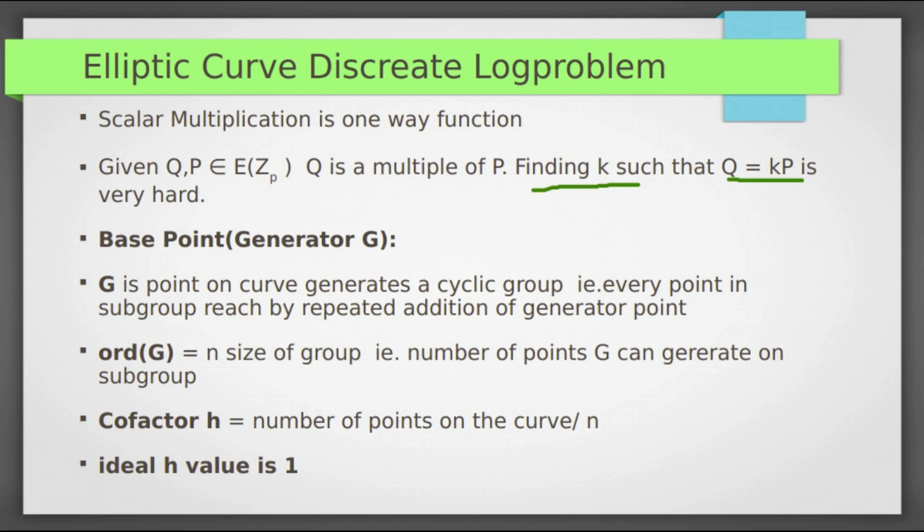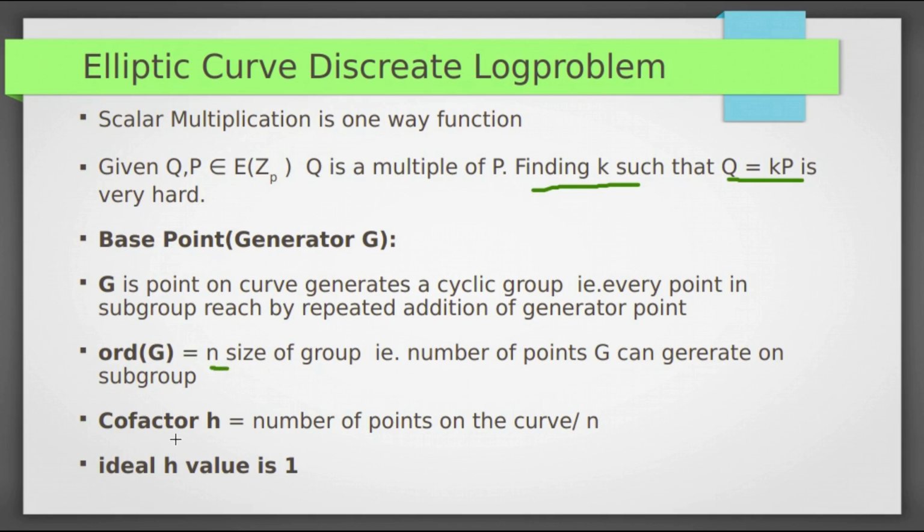Base point or generator, capital G, is the point on the curve that generates a cyclic group, meaning every point in the subgroup is reached by repeated addition of the generator point. The order of the base point is the number of points the base point generates under repeated addition. It is the size of the subgroup, represented with small n.